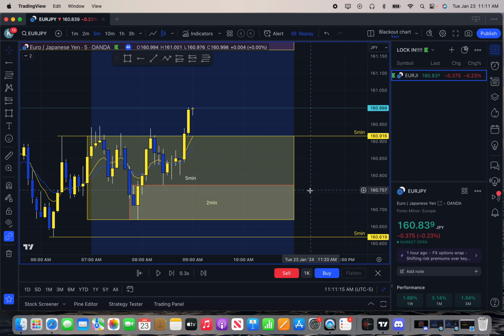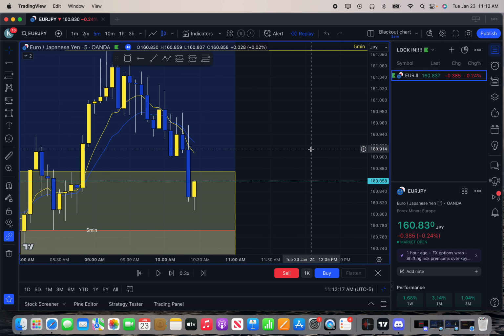Price can pull to the 5 minute, which at that point we're looking for 5 minute confirmation. But if it pulls all the way in here to the 2 minute, then we can get in off a 2 minute confirmation. So let's see what happens. Boom. Price pushed in, gave a 5 minute confirmation. This was my second trade of the day.